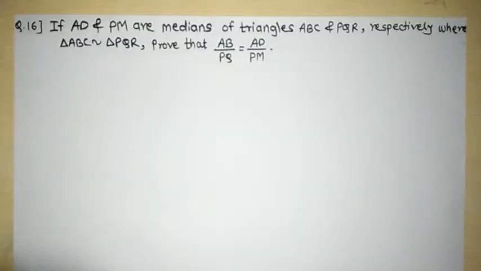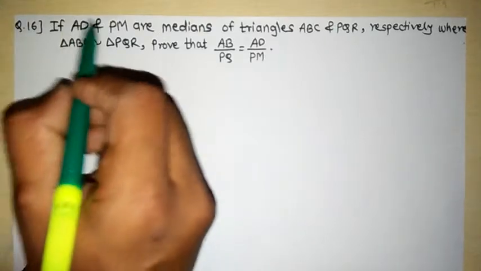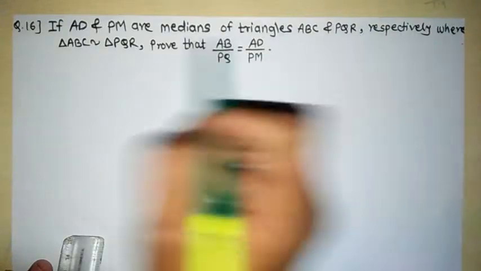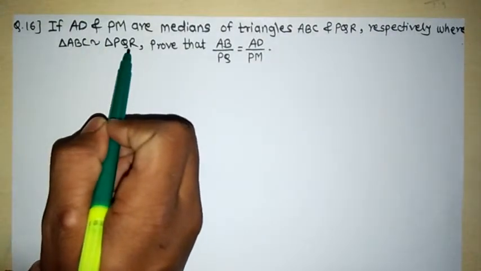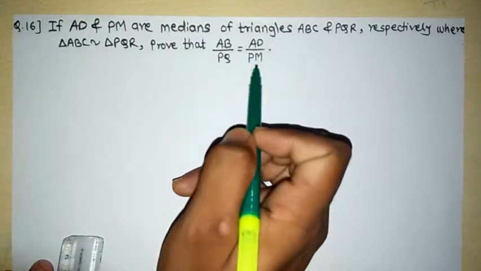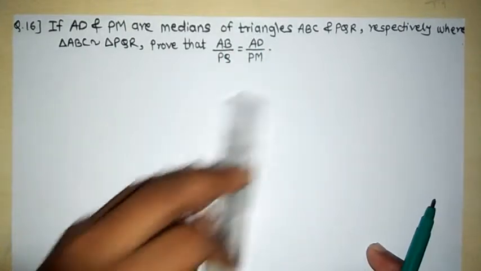Now we will see question number 16. In question number 16, what is given? If AD and PM are the medians of triangles ABC and PQR respectively, where triangle ABC is similar to triangle PQR, then we have to prove that AB by PQ is equal to AD by PM. We have to prove this.